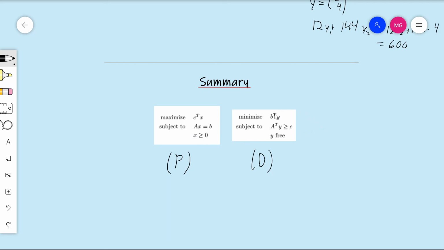The purpose of it was that when you found a y that satisfied these constraints, that was feasible, then this linear program's objective function was an upper bound for this objective function. So B transpose y would be an upper bound for C transpose x. So this would be greater than or equal to C transpose x. And those are all the features of the dual linear program that we're going to talk about in this video.